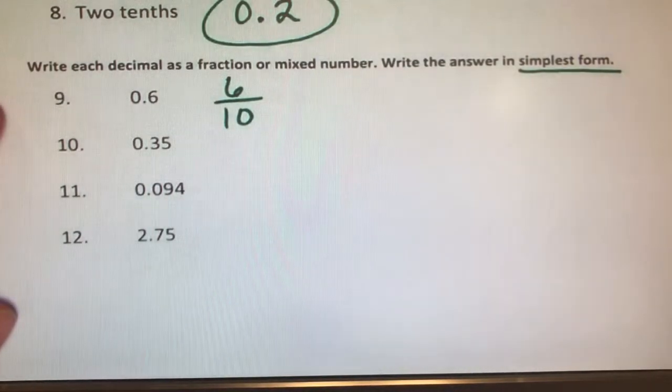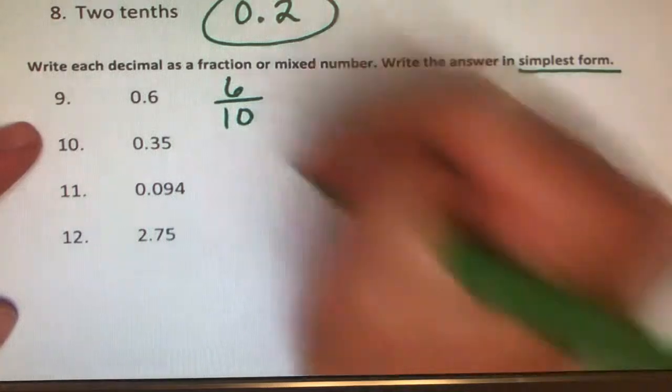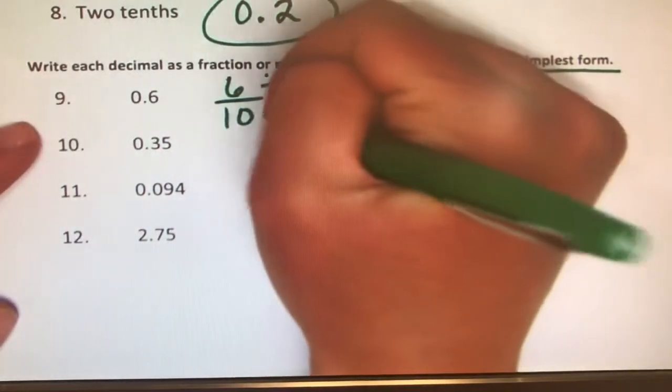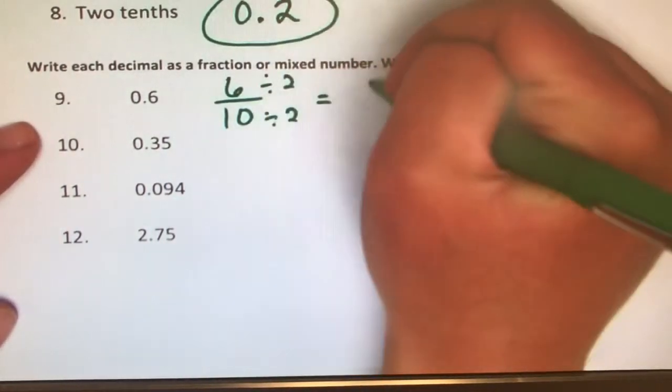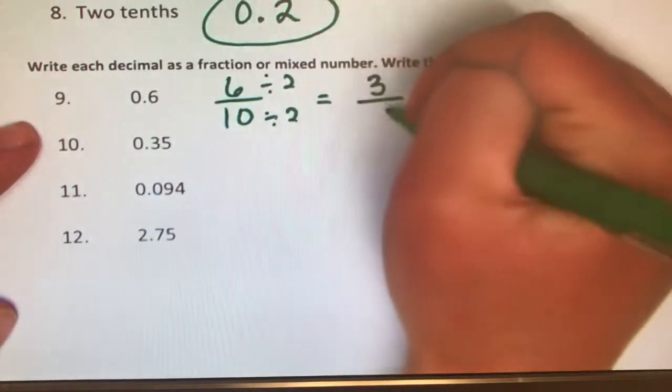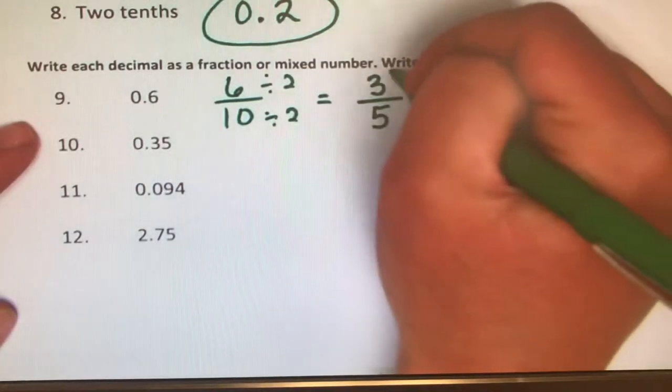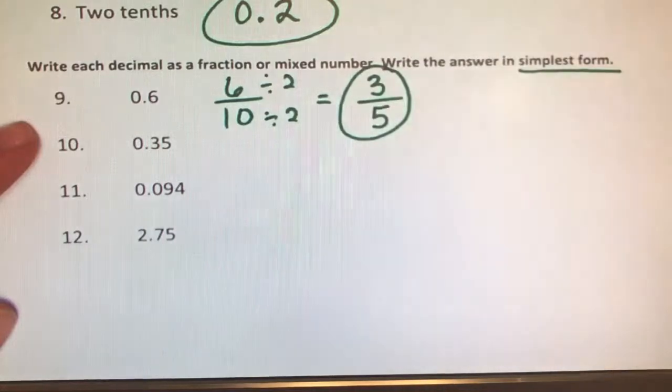And so that is the correct answer, but of course we need to simplify. These both can be divided by 2. 6 divided by 2 is 3. 10 divided by 2 is 5. So 6 tenths as a fraction in simplest form is 3/5.